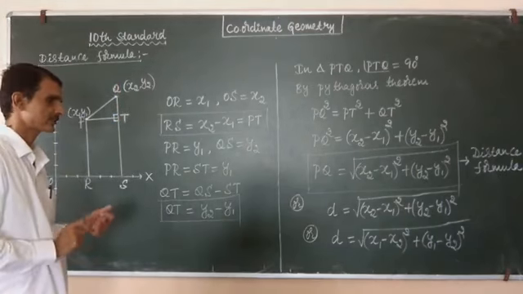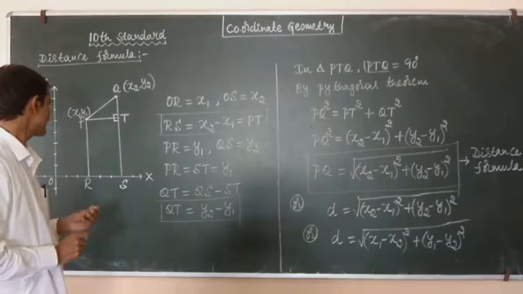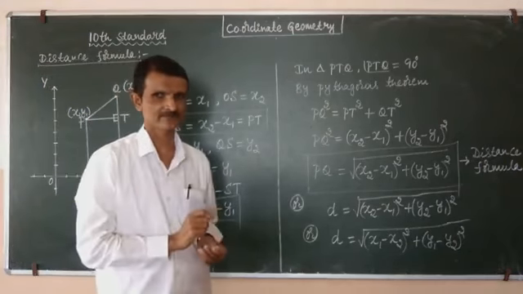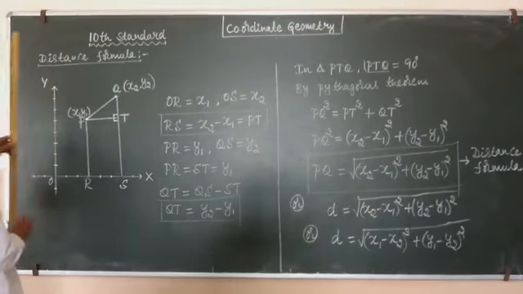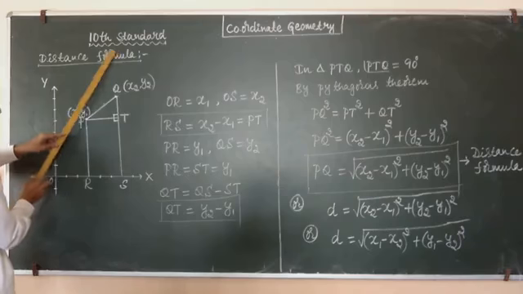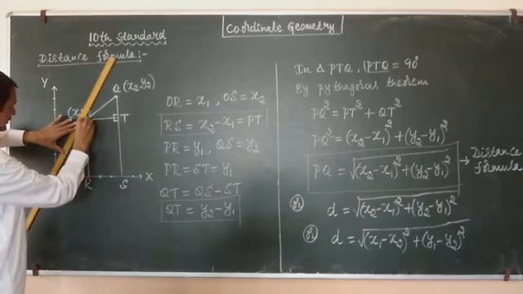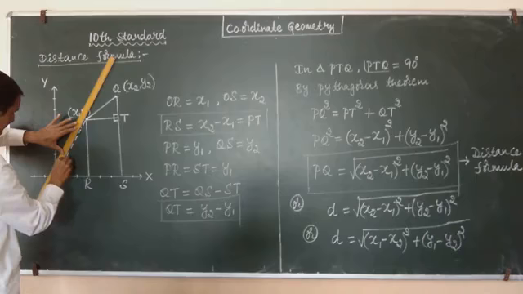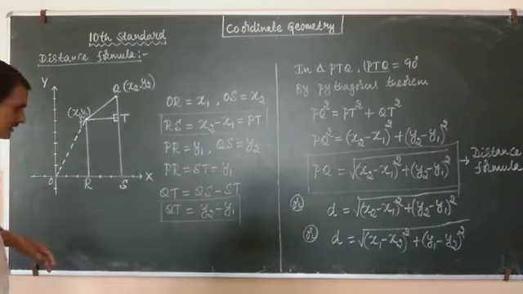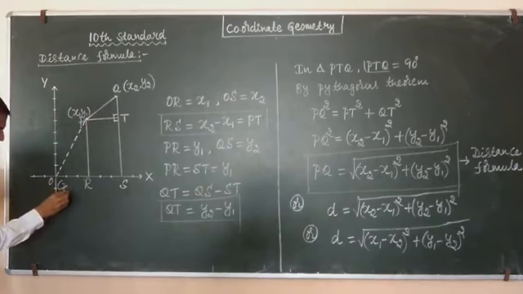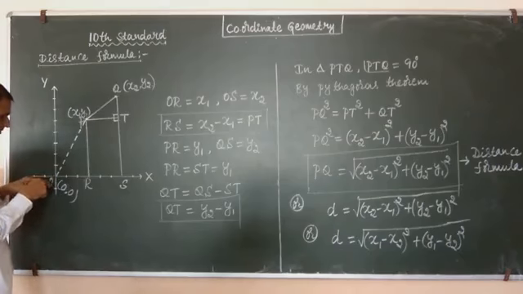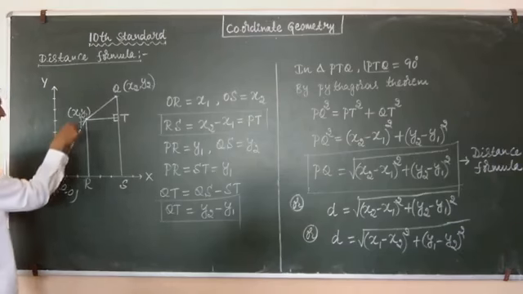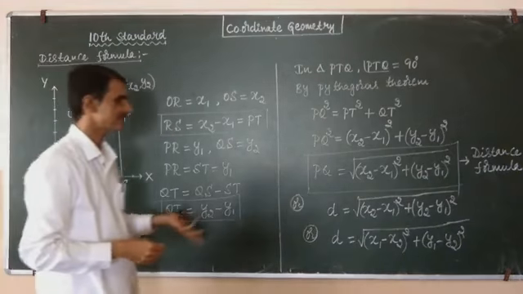Another case is there, students: the distance between a point and the origin. If I take the distance from the origin to the point P, the coordinates of the origin, x1, y1, are 0, 0. Since the coordinates of the origin are 0, 0, the distance between the origin and a point will be found as follows.